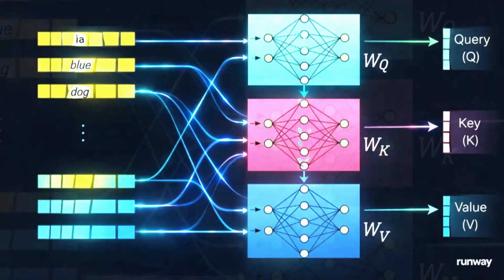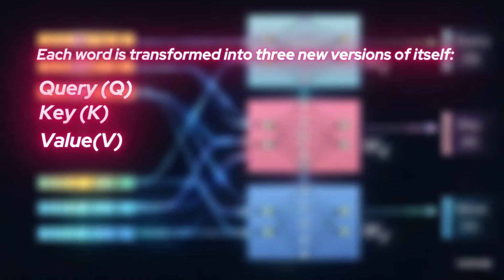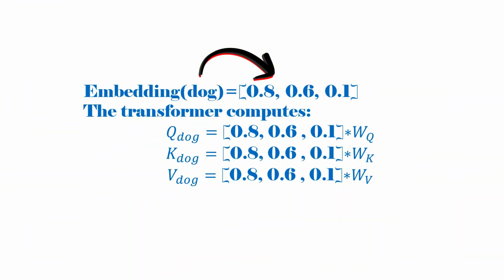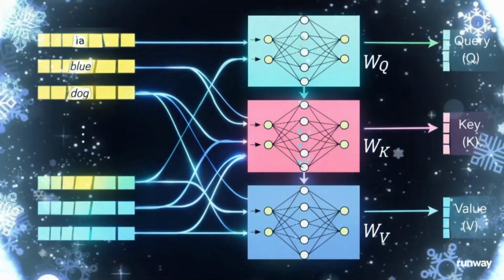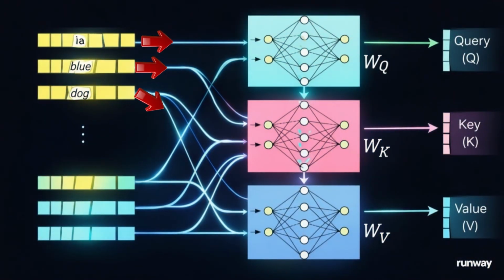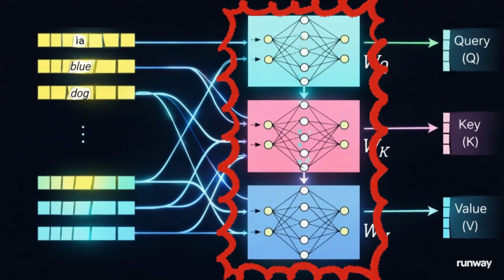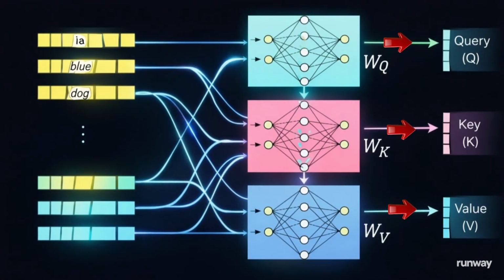Each word is transformed into three new versions of itself: Q, query, K, key, V, value. To illustrate this process, consider the word "dog" with its embedding representation. Instead of using this vector directly, the transformer projects it into three separate spaces using three learned weight matrices. These matrices are learned during training and allow the same word to take on three different roles within the self-attention mechanism. Intuitively, the query represents what this word is looking for in the sentence.